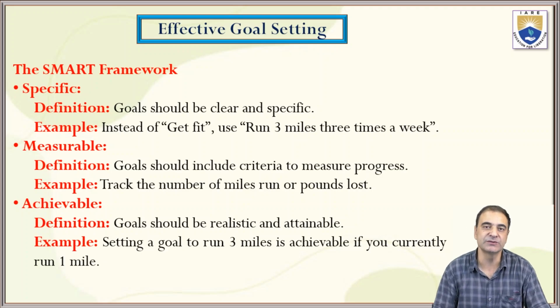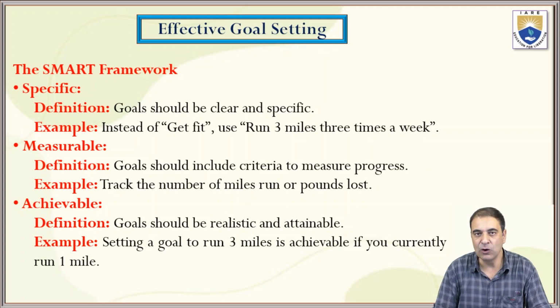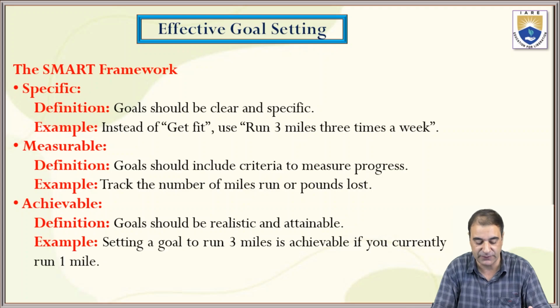And the second important point is M stands for measurable. Our goals must be measurable. That is, we should set goals in a way that we can measure them. For example, goals should include the criteria to measure progress. Examples can be track the number of miles run or the pounds lost.